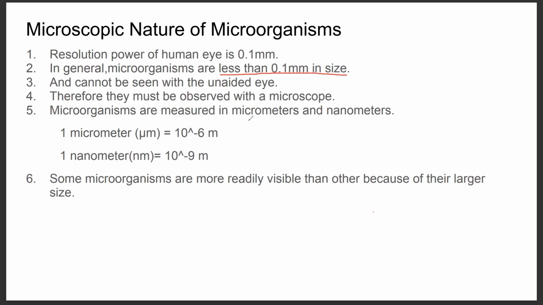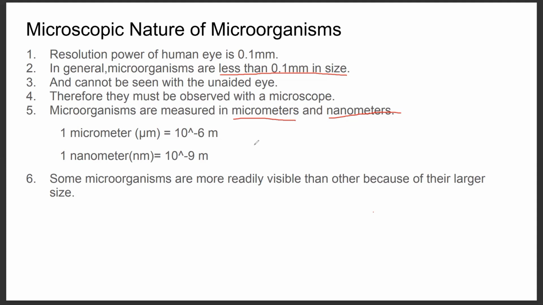Microorganisms are measured in micrometers and nanometers, right? 1 micrometer is equals to 10 to the power minus 6 meter. And 1 nanometer is equals to 10 to the power minus 9 meter. Just imagine how small, right? So what are the units used to measure microorganism? Is that meters, millimeters or centimeters?